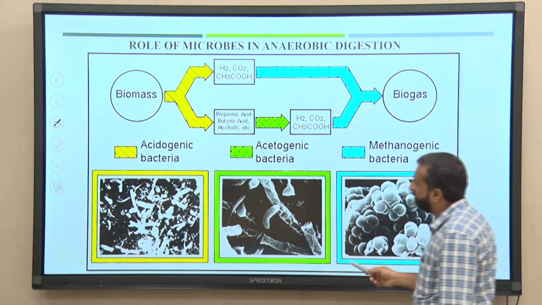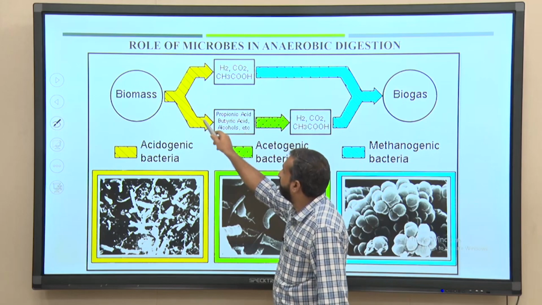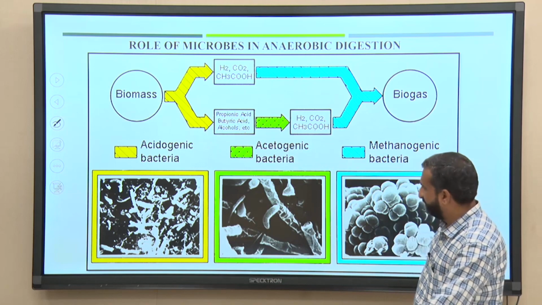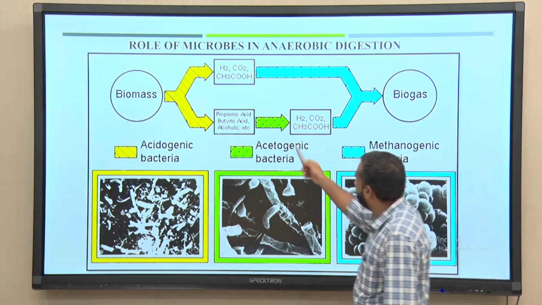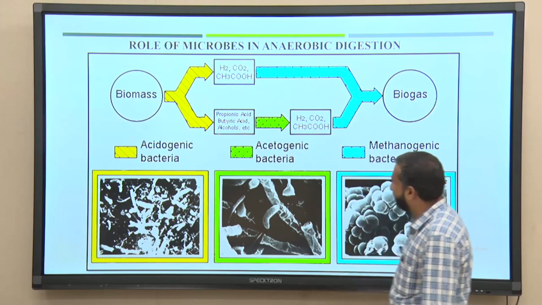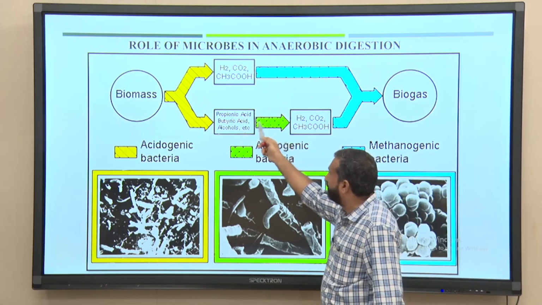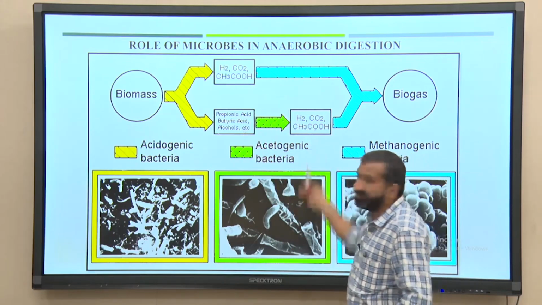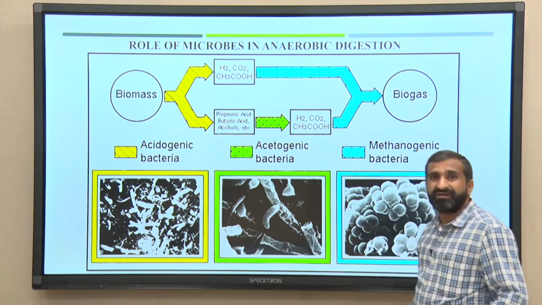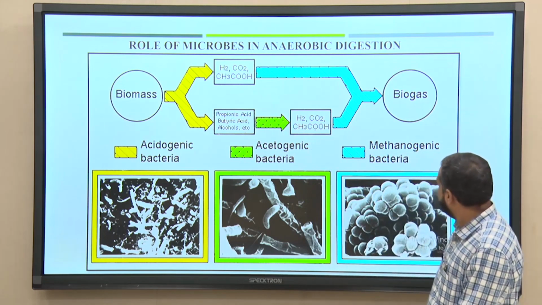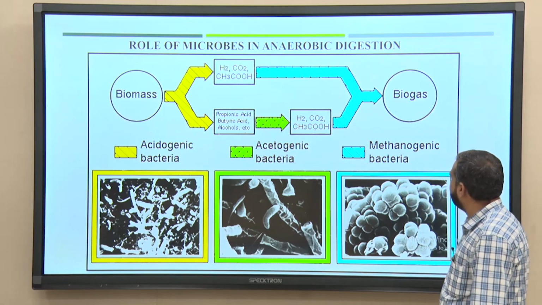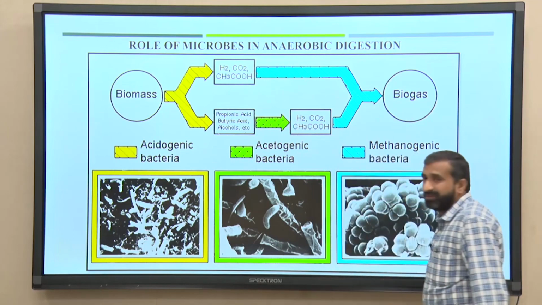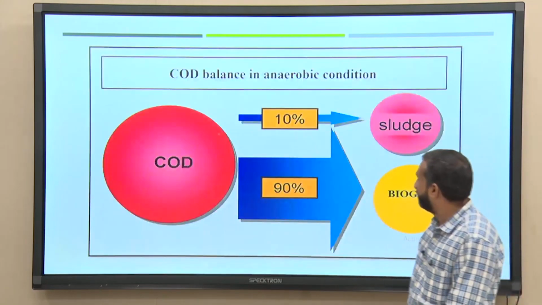And you can see by color, the yellow color is the production of fatty acids by acidogenic bacteria. The green color is acetogenic bacteria. These bacteria are required to convert the large carbon containing fatty acids to simple carbon containing fatty acids. And finally, methanogenic bacteria convert this same acetic acid into methane and carbon dioxide.